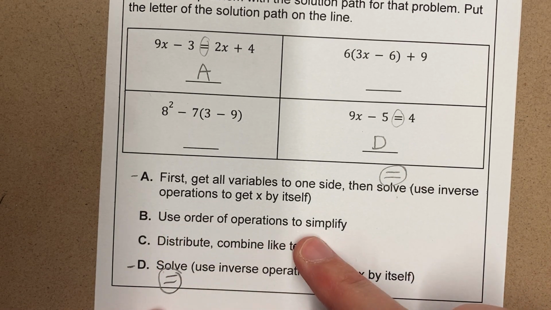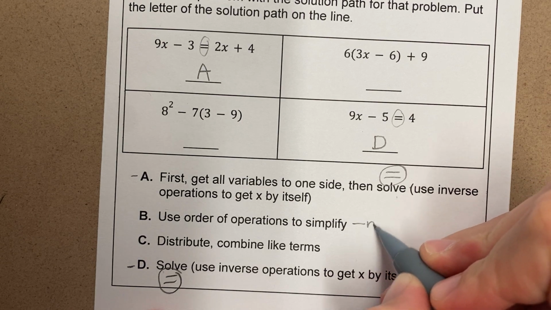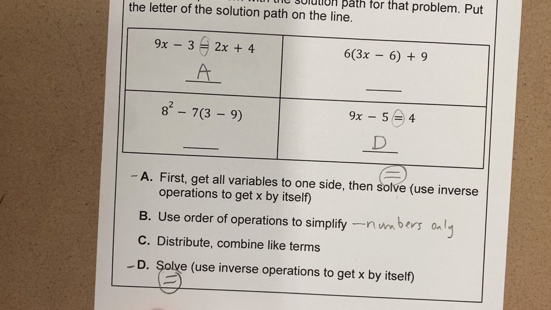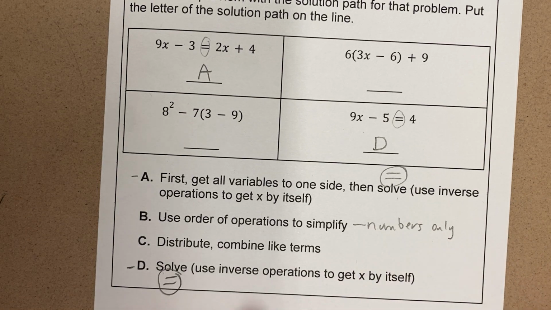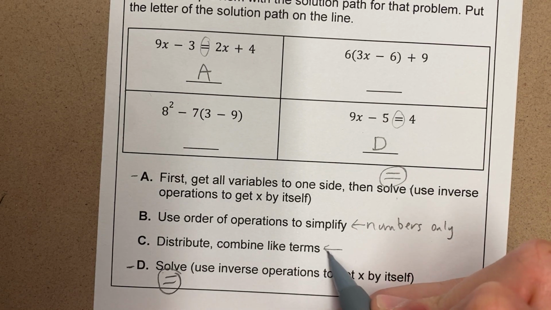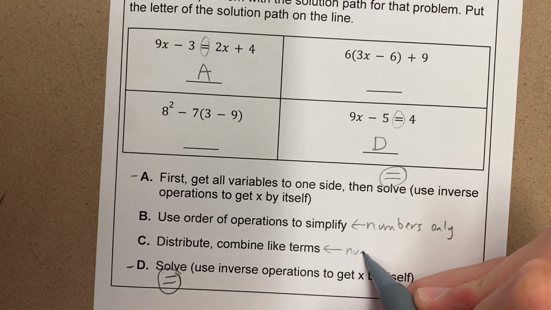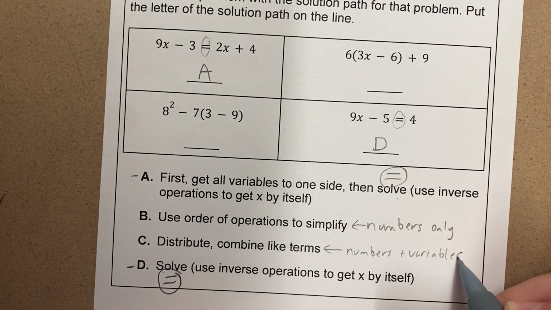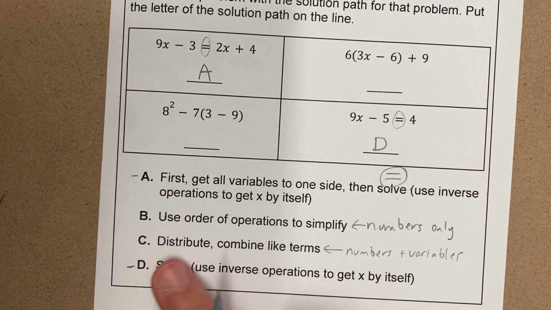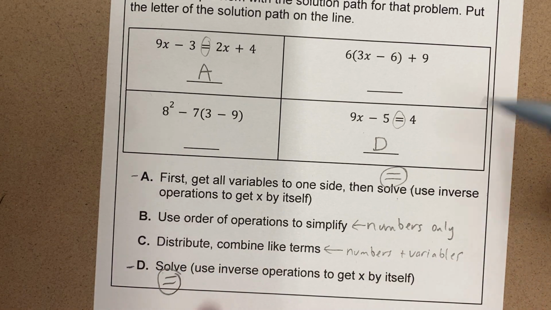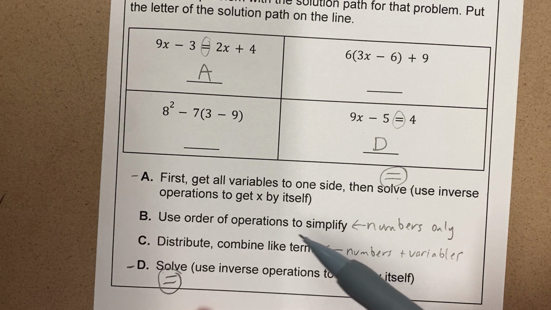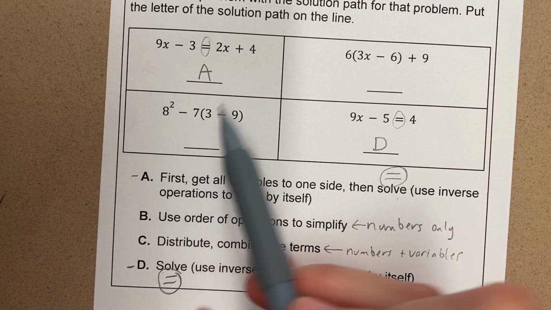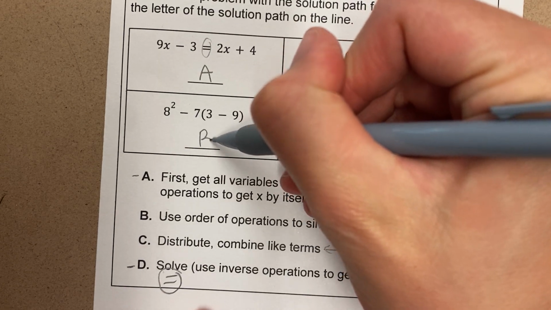And now use order of operations to simplify. This is where I'm looking for just numbers only and no variables, no equal signs. I just have numbers. Whereas here, I have numbers and variables, because this is where I'm not going to be able to fully use order of operations. I'm going to have to use my strategies of distributing and combining like terms. So let's take a look. So I'm looking for B. I'm looking for numbers only, and I check carefully here, and I don't see any variables here. So I'm pretty sure this is going to be my order of operations.